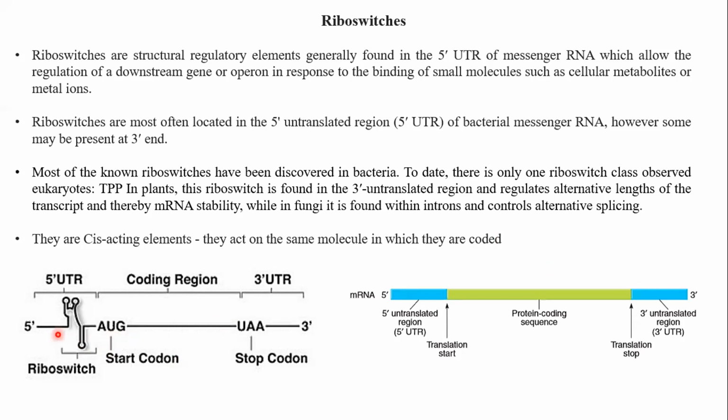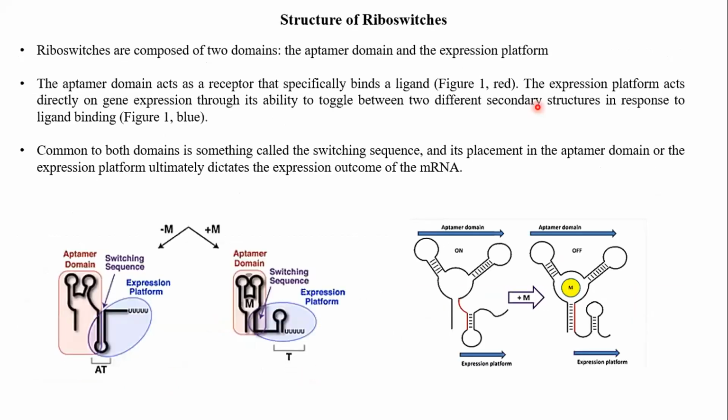So far, remember this position, it is at the 5' UTR. Now let's see the structure of riboswitches. A riboswitch is composed of two domains, the aptamer domain and the expression platform. And remember, the function of a riboswitch is to sense the concentration of a particular metabolite in the cell.